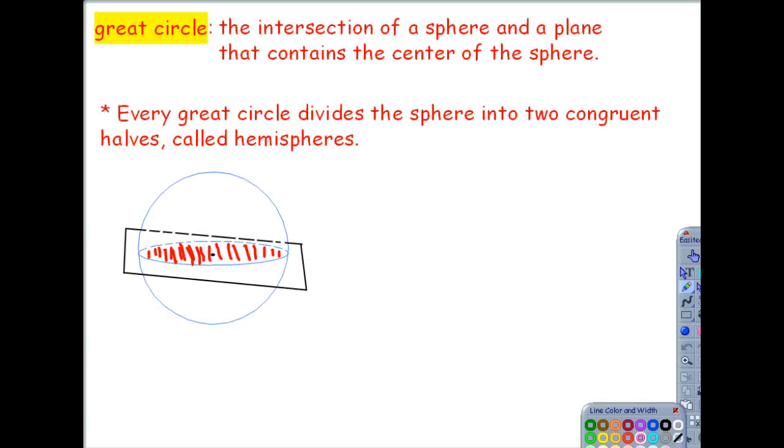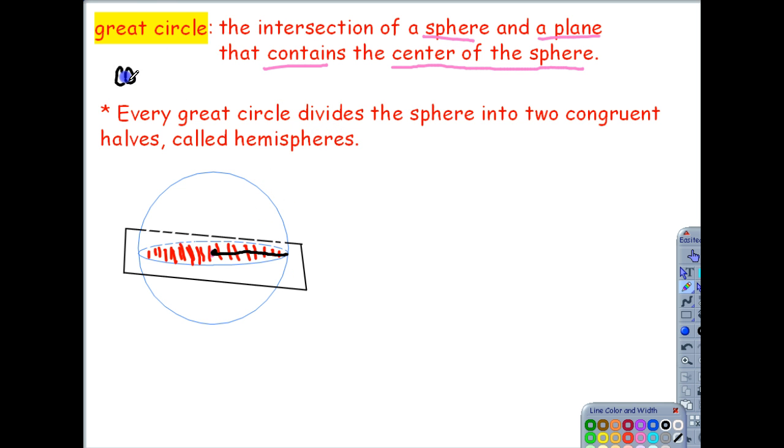Another vocabulary term is what we call the great circle. The great circle is the intersection of a sphere and a plane that contains the center of the sphere. So it's just like a cross section, a word we've talked about before. If we think about doing a cross section that goes through the center, notice that that circle is going to have some special characteristics of the sphere in it. What do we call the distance from the center to any point on the sphere? That's the radius. So the great circle will contain the radius.